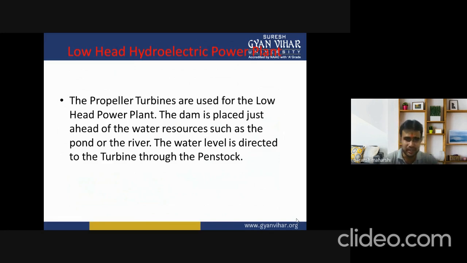The dam is placed just ahead of the water resources, such as the pond or the river. The water is directed to the turbine through the penstock.